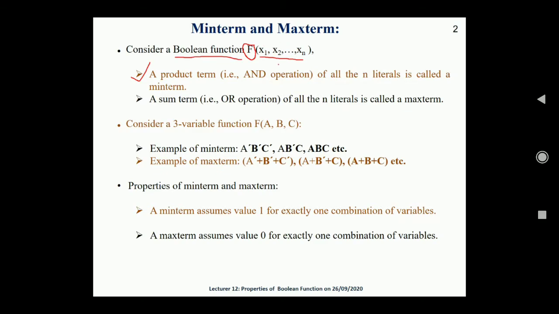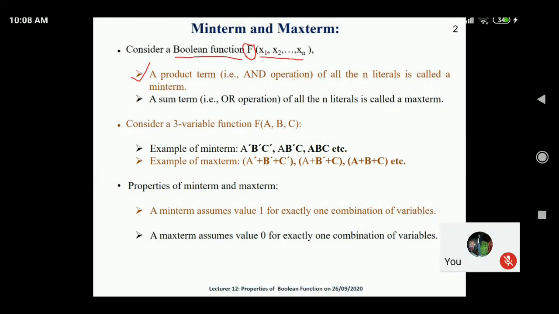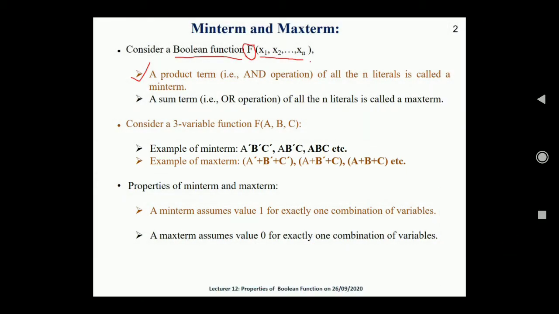This is also called a variable, and this is in the form of an AND operation, and the whole thing is called a term. When we are considering the term, some particular variables are associated with that term, and all the variables are joined by the AND operation. At that time, we can say this one is a min term.